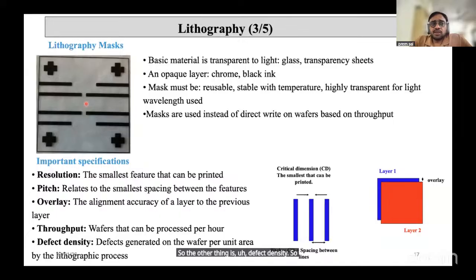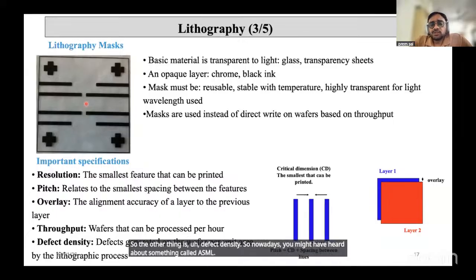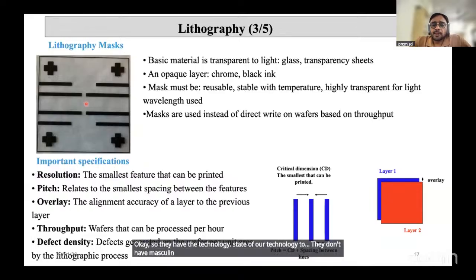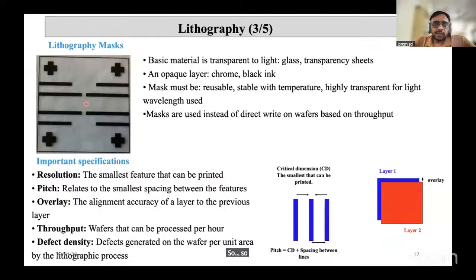So nowadays, you might have heard about a company called ASML. What they make is steppers. They have state-of-the-art technology. They don't have mask aligners. They have something called projection-based systems. Okay, so these are the important things when you are writing masks.